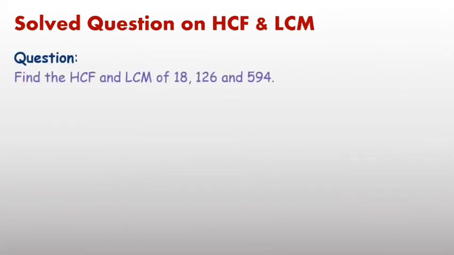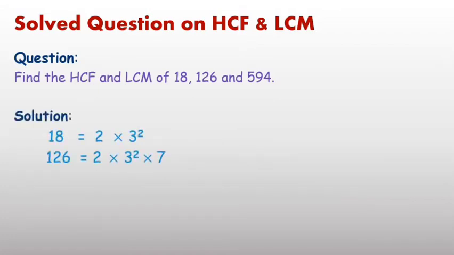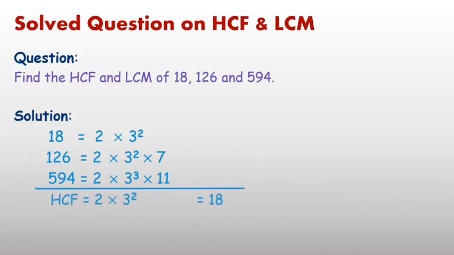Next question. Find the HCF and LCM of 18, 126 and 594. First find the prime factorization of 18, 126 and 594. To find the HCF, find the common factors. Common factors are 2 and 3. Apply the lowest power of each common factor. Lowest power of 2 is 1 and lowest power of 3 is 2. Multiplication gives 18. So 18 is the HCF of these three numbers.